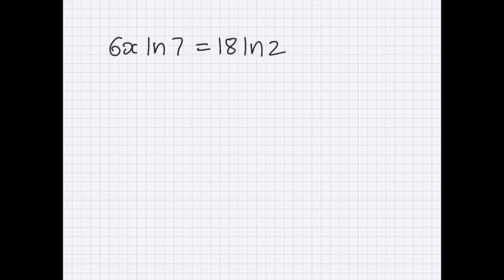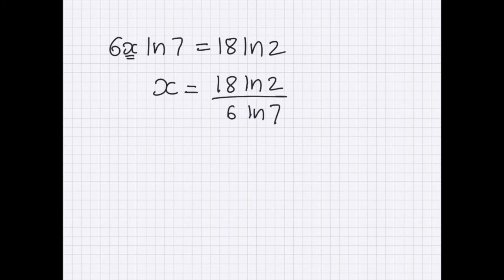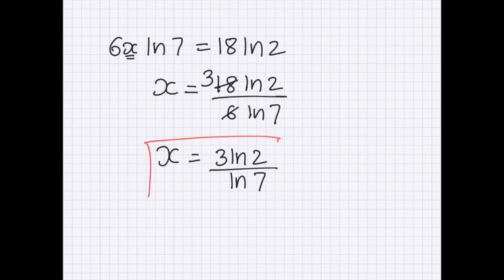Now we can take everything to the other side to find x, but leave the x on this side. So we'll have x is equal to 18 ln 2 over 6 ln 7. And 18 divided by 6 is just simply 3. So our final answer is 3 ln 2 over ln 7. So we have found the answer in terms of ln 2 and ln 7.